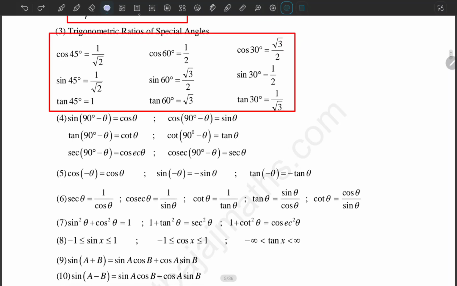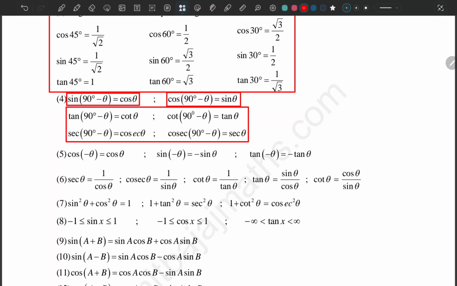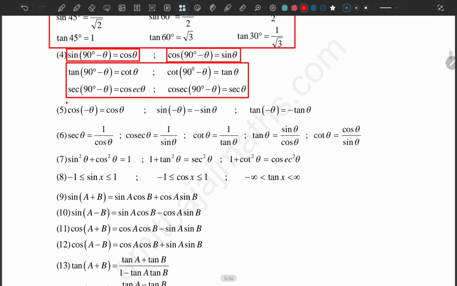Okay, now let's move on to the important parts. Sine of 90 minus theta, or sine of pi by 2 minus theta, is cosine theta, and vice versa with the cosine function, right? You just have to change the function with the respective ones. Cosine will be changed with sine, and sine will be changed with cosine. Tan will be changed with cotangent, and cotangent will be changed with tangent. Secant will be changed with cosecant, and cosecant will be changed with secant, right? That's it.